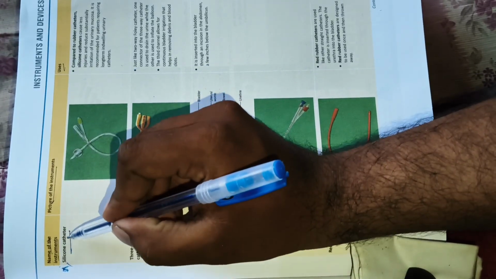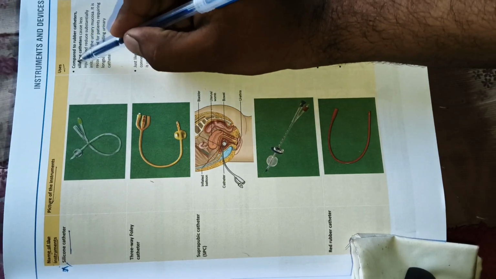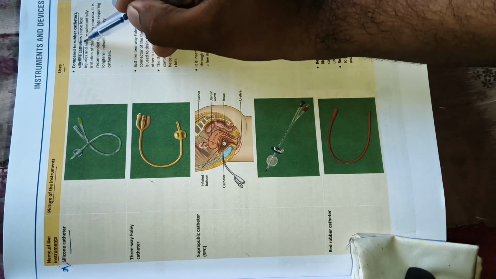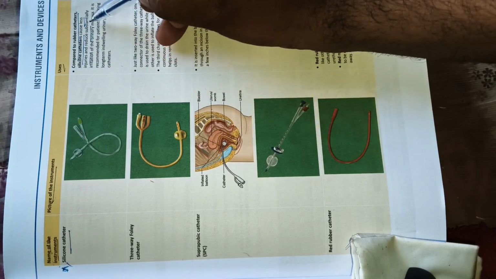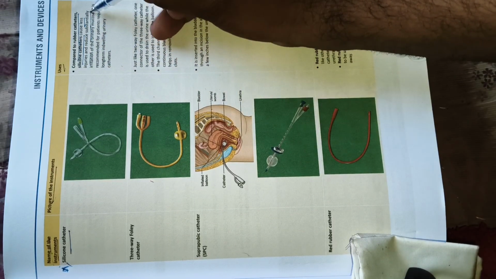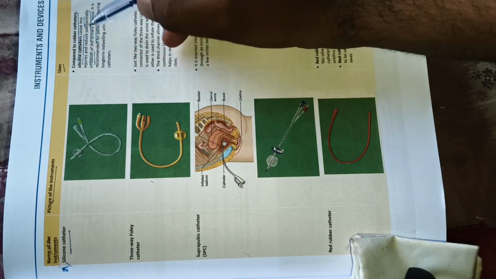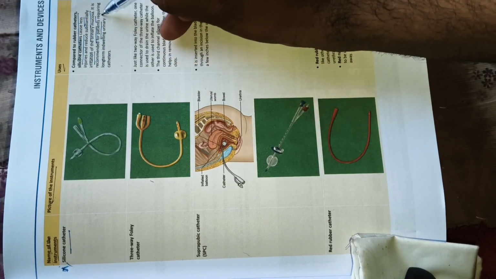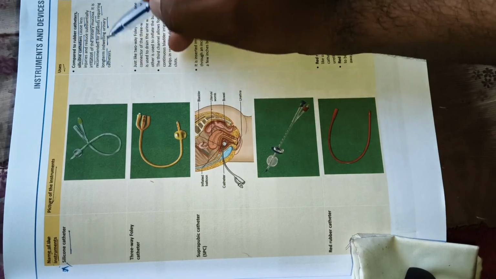Silicone catheter and their uses. Compared to rubber catheter, silicone catheter causes less injury and substantially reduces irritation of the urinary mucosa. It is recommended for the patient requiring long-term indwelling urinary catheter.